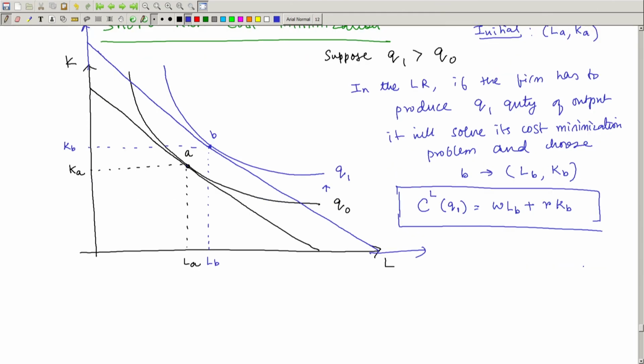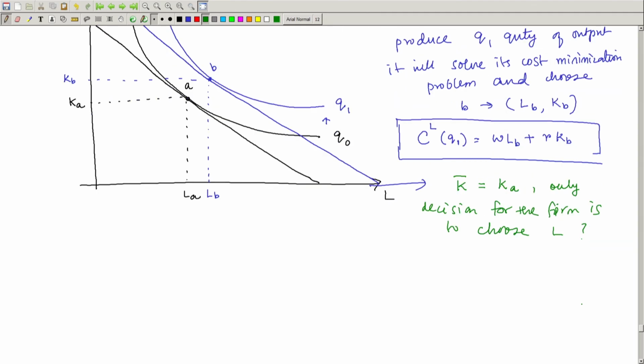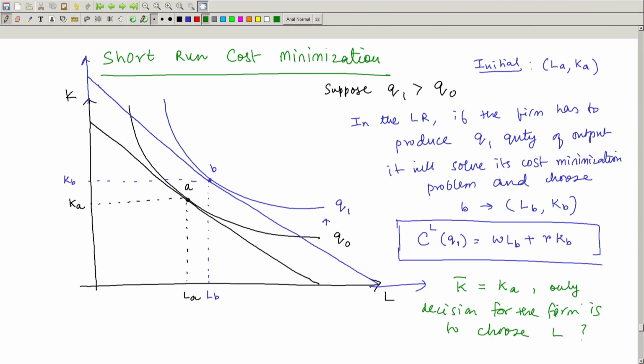Now, suppose the firm was in the short run and that capital was fixed at KA. So, suppose I could not change capital. If I cannot change some input, the firm is said to be in the short run. So, the only input that it can change is labor. So, the only decision for the firm is to choose L. The question is, in the short run, what is the amount of labor the firm will choose?